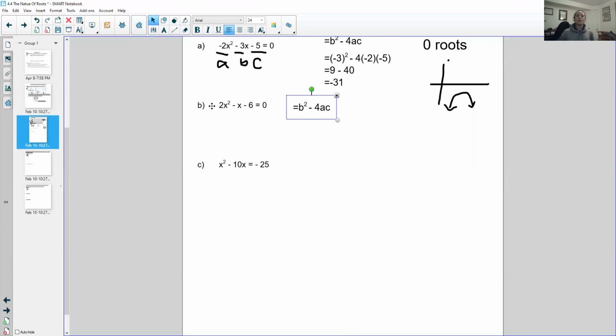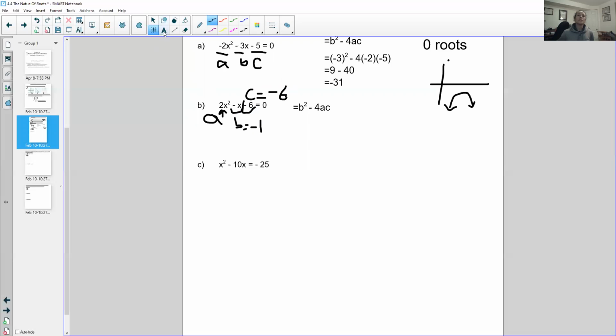Okay, so again, we'll write these down again. There it is. My a is 2. My b, now there's no number here, but there is a negative. So my b value is going to be -1. And then my c value is -6.